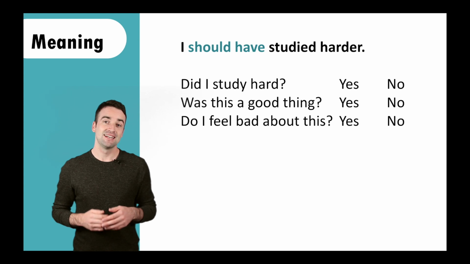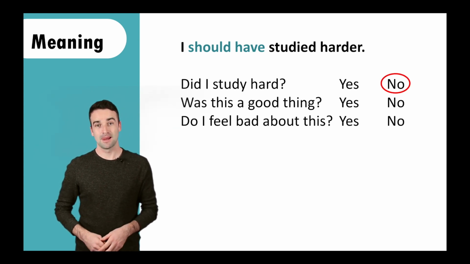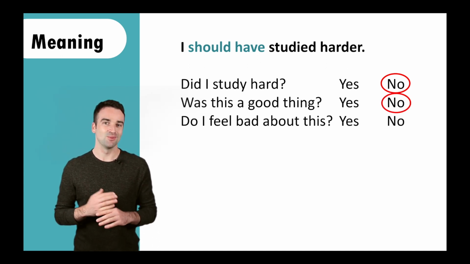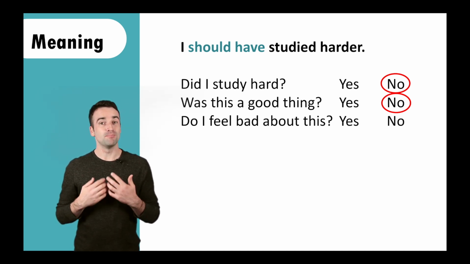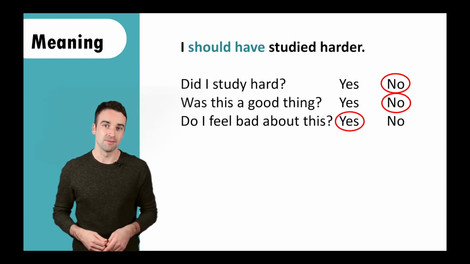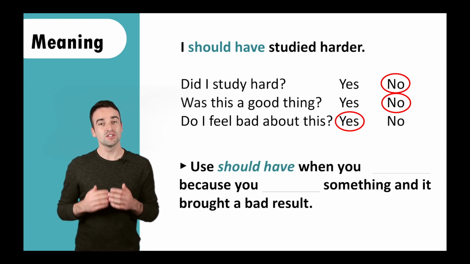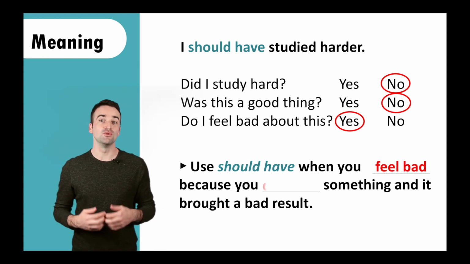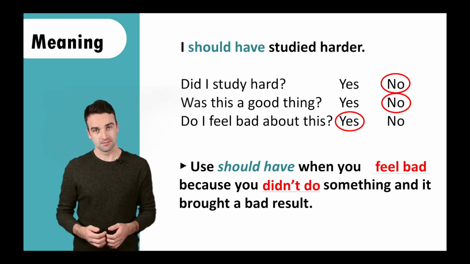Number 1, did I study hard? No, I didn't. Number 2, was this a good thing? No, it wasn't. And number 3, do I feel bad about this? Yes, I do. I feel really bad about this. So like this, you can use should have when you feel bad about something that you didn't do and it brought a bad result.